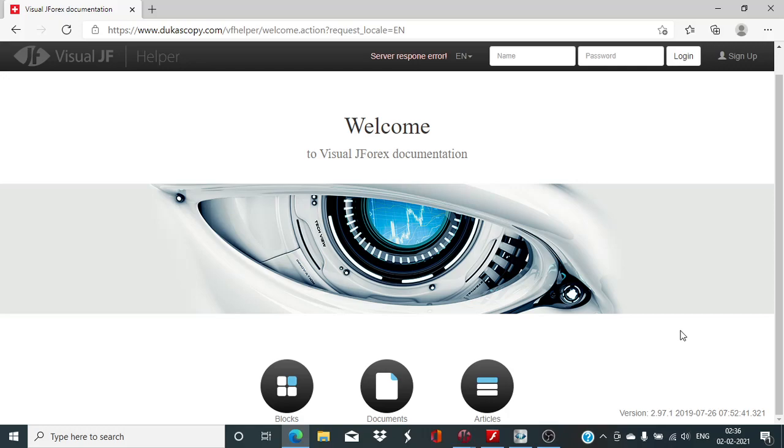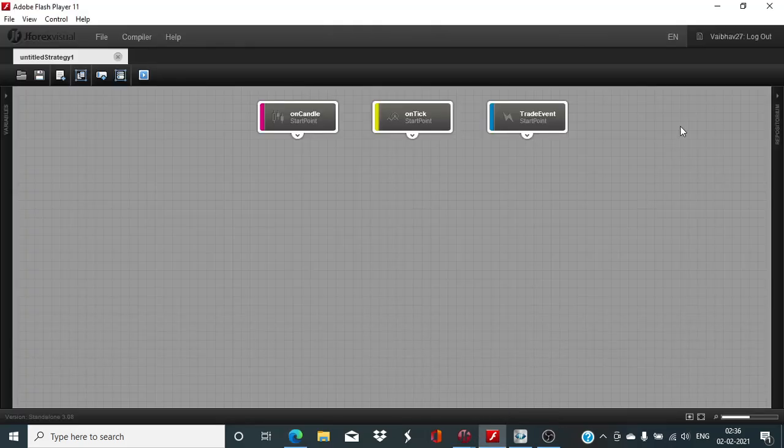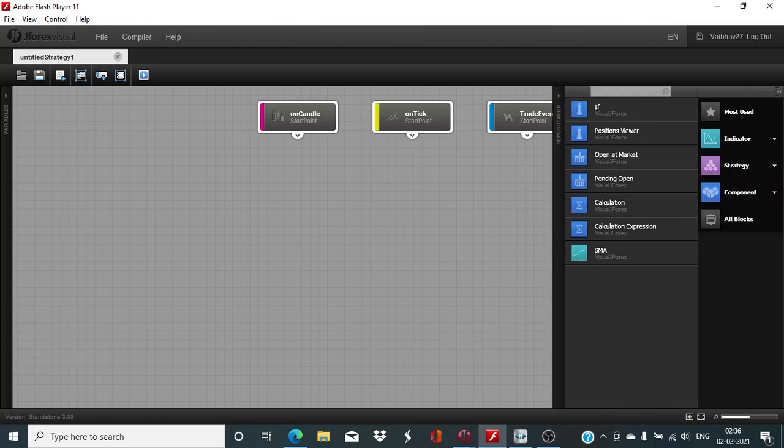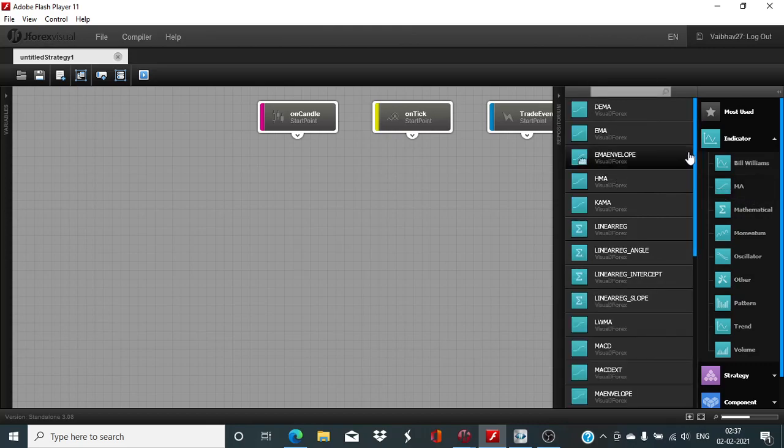Myself Vaibhav. In today's session of Visual JForex, I will be demonstrating the use of the indicator block named linear regression. We will see how we can utilize this indicator to design and develop algorithms on the Visual JForex board. This is the platform which has been developed by Dukascopy Bank SA. In it, you will find the linear regression listed amongst moving averages.